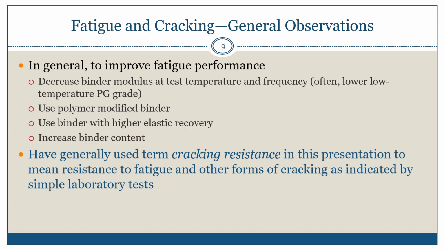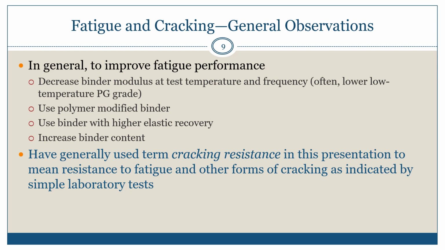First, a few general observations on how we might improve the fatigue and cracking resistance of asphalt mixtures. One of the most effective ways to improve fatigue performance is to decrease the binder modulus. This is often going to mean using a lower low temperature PG grade. For instance, going from a PG 64-22 to a PG 64-28.